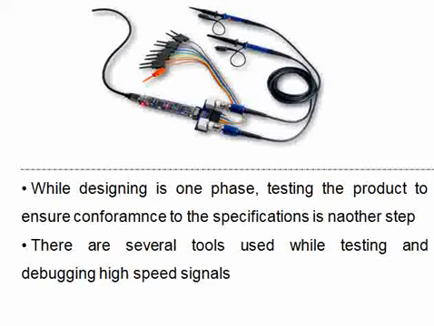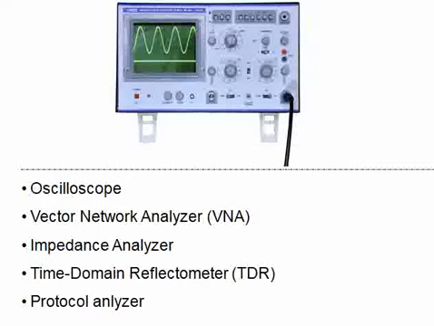So while testing this, there are several tools which are used by high-speed design engineers. While there are actually different variations of these tools, we wanted to list very high-level tools, especially the measurement tools, which are like oscilloscope, vector network analyzer, impedance analyzer, time domain reflectometer, and protocol analyzer. So, what do these tools do? While we don't go into actual how these tools work, we will make another video on that.